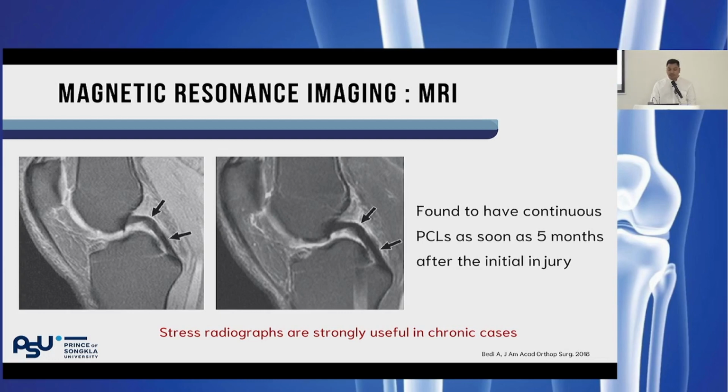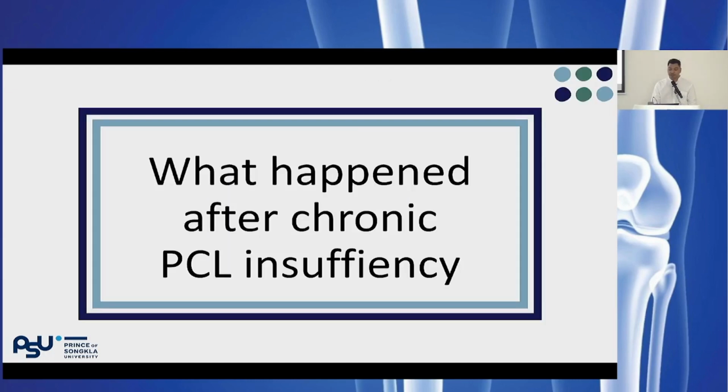On MRI, continuous PCL fibers may be found after the initial injury. Abnormal signal and shape may be observed, and concomitant injuries such as meniscus, cartilage, cruciate ligament, and collateral ligament can be found. If the PCL fibers have normal signal, it can rule out the diagnosis of chronic PCL injury. Stress radiographs are strongly useful in chronic PCL injury.